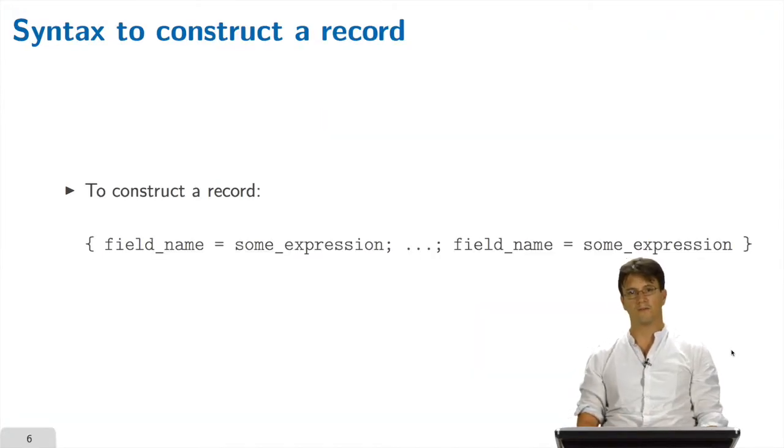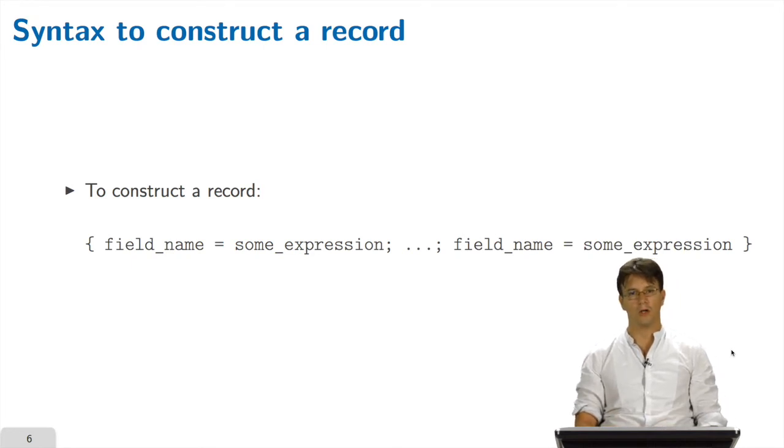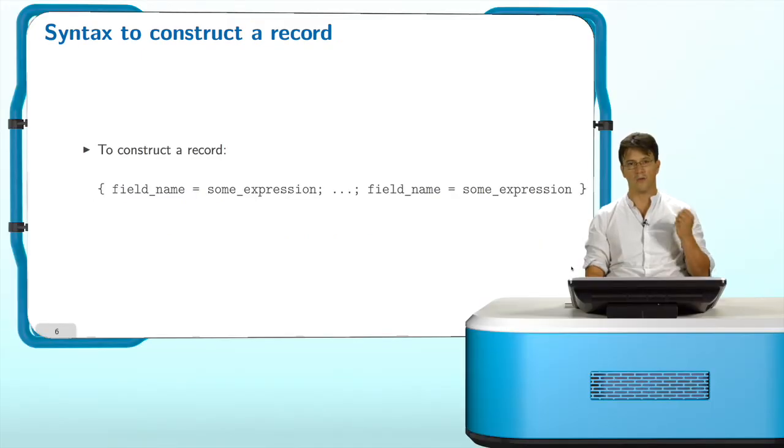Now, at the level of expression, you can construct a record, again using braces, but now you will have to define each field using the equal signs. And on the left of this equal sign, you will have the name of the field, and at the right of the equal signs, you will have the definition of this field using some expression.